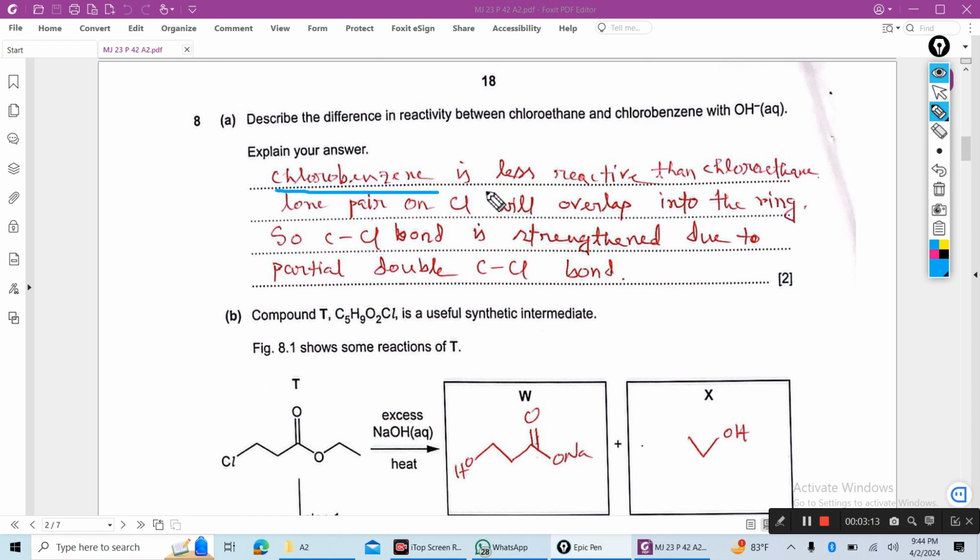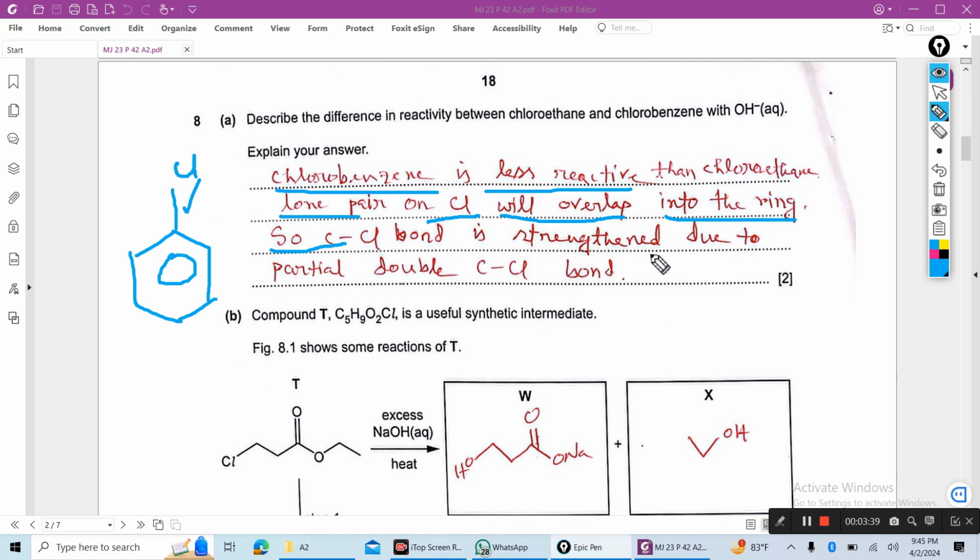So chlorobenzene is less reactive than chloroethane because a lone pair on chlorine will overlap into the ring. In chlorobenzene this C-Cl bond is strengthened. The C-Cl bond has become strong due to the partial double carbon-chlorine bond. That's why chlorobenzene is less reactive.